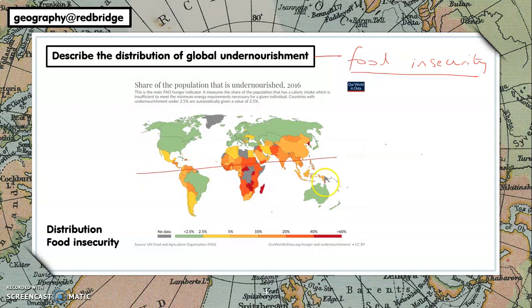Okay, so what we've now got is a pattern of undernourishment from the southwest of the world in a band to the northeast. There is a band across the middle of the world through the tropics as well where there is undernourishment. So that is something that shows a little bit of extra geographical knowledge.